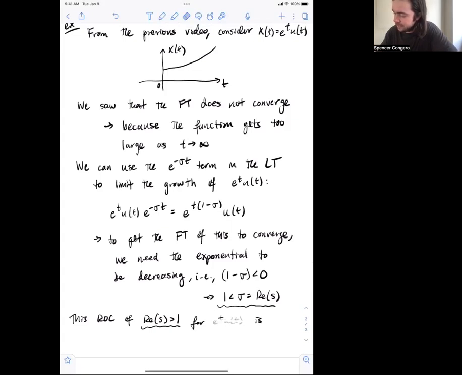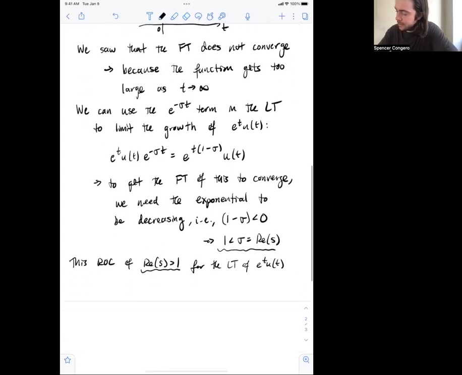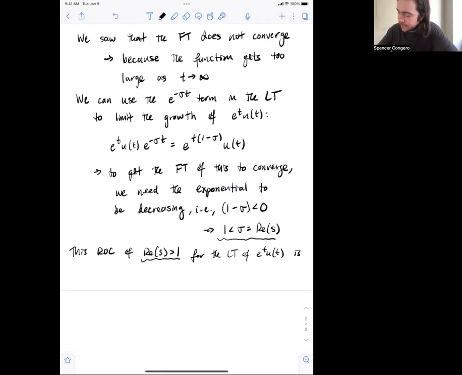So this ROC here, or I should say for the Laplace transform of e to the t u of t, okay, is the same ROC we derived in the previous video.